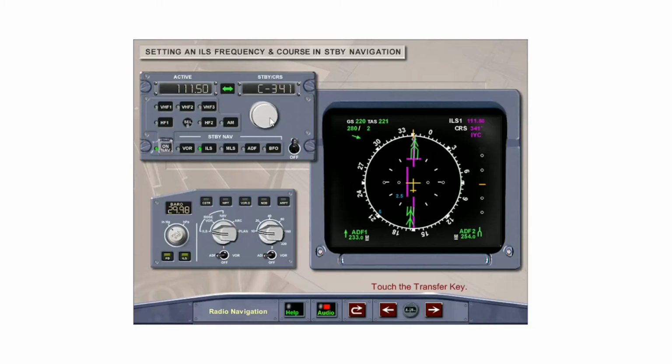Note: when using standby navigation tuning, the ILS DME is not displayed on the primary flight displays. If required to set a new ILS frequency, the transfer key must be pressed, which will display the previously selected frequency in both windows, allowing a new frequency to be selected using the frequency selector knob. Touch the transfer key and both windows will display the selected frequency. Touch the right arrow to continue.